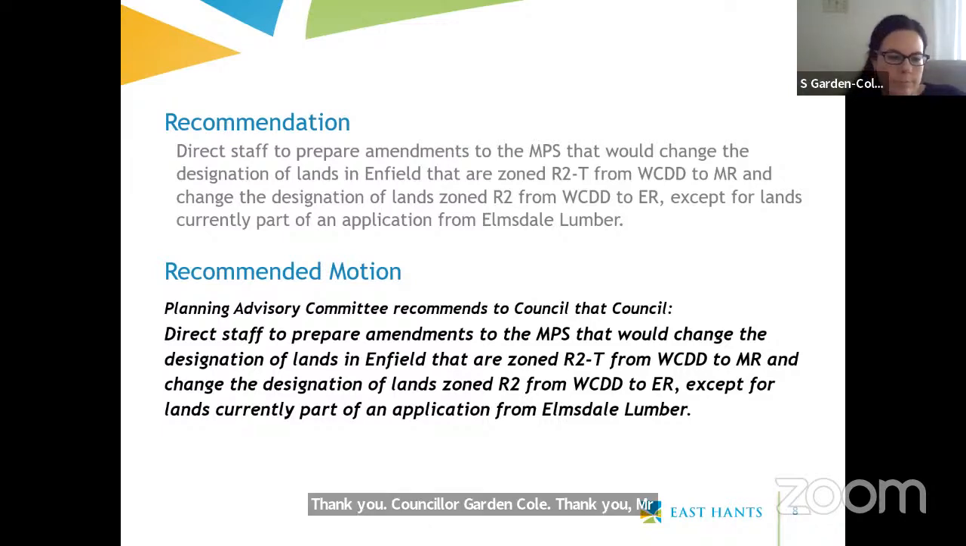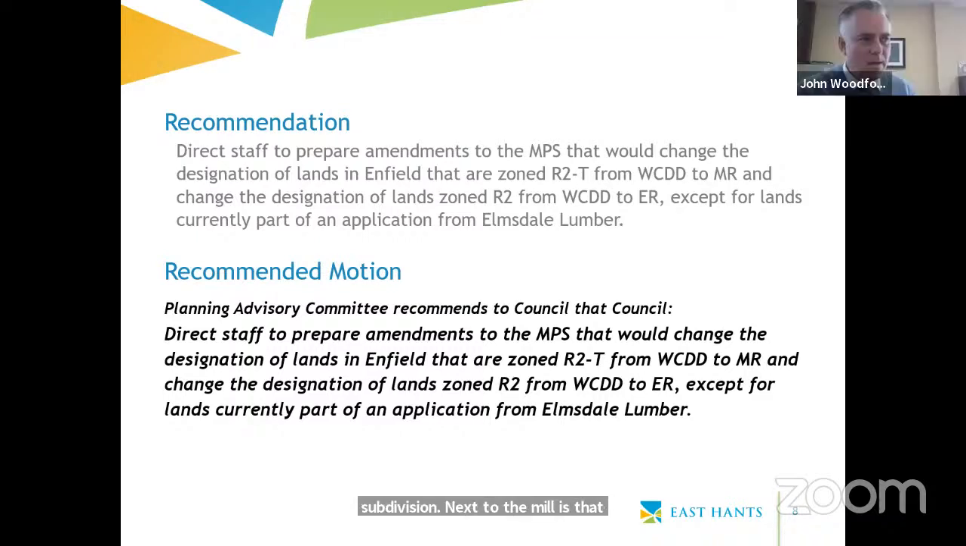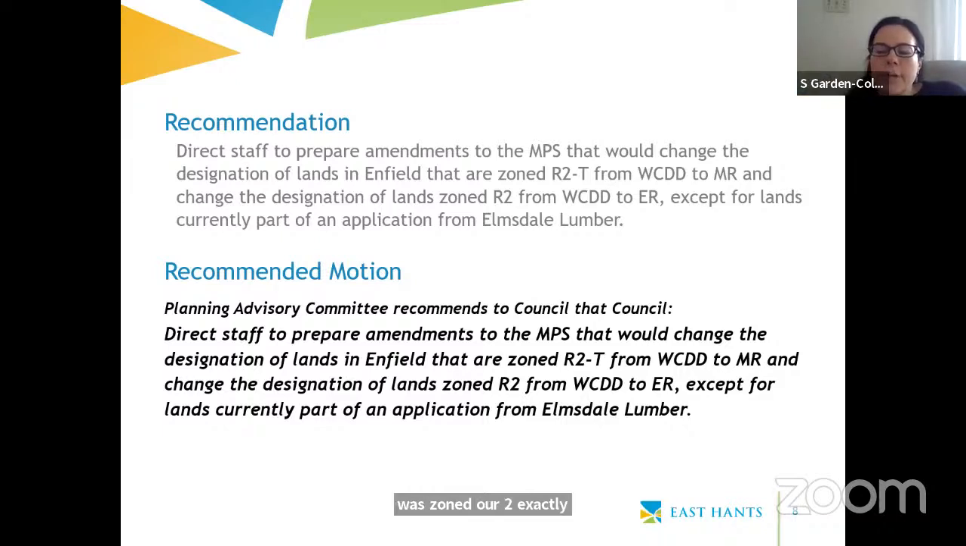Thank you, Mr. Chair, through you. It's my understanding that a couple of months ago, we requested a review of this zoning because of the application that is currently in the subdivision next to the mill. Is that correct? That's what brought this on? No, my understanding was it was the FH application in Elmsdale, when it came to light, that was zoned R2. Right, the subdivision next to the lumber mill there.